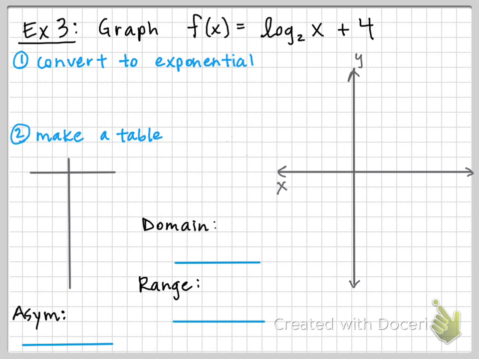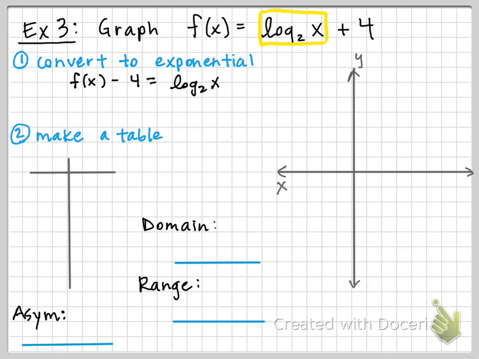Next, you're going to graph f of x is equal to log base 2 of x plus 4. How this is a little different than the last one is that this one is missing parentheses on our argument. So this is the log that I need to isolate. Is that log isolated? The answer is no, because I see this plus 4 on the outside. So to convert it to exponential, first I need to say, well, that means it's f of x minus 4 equals log base 2 of x.